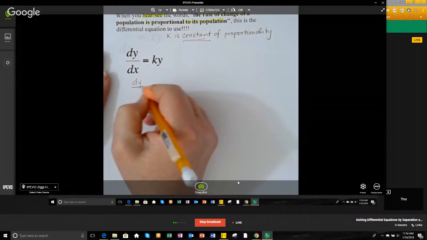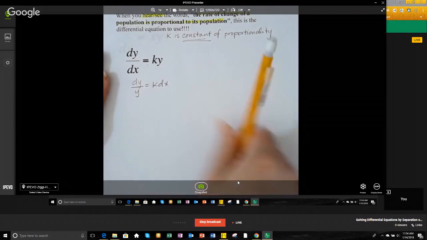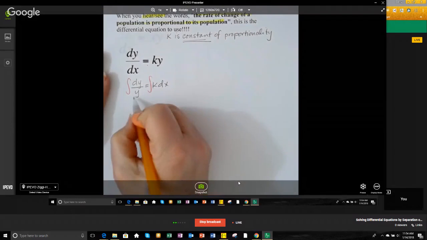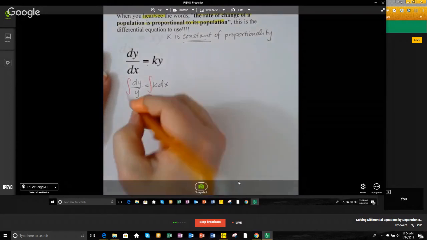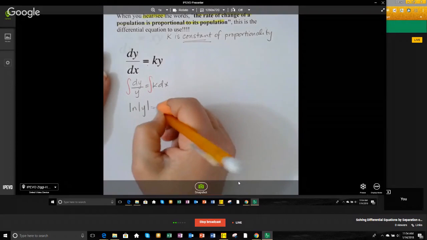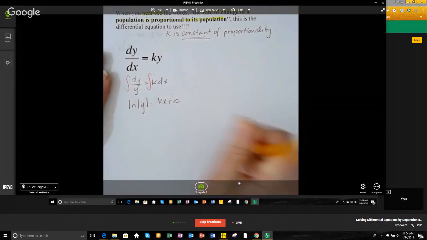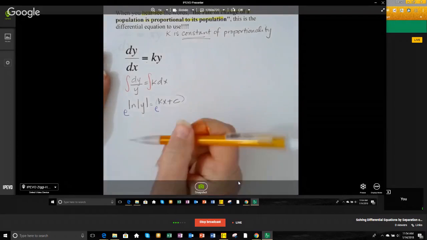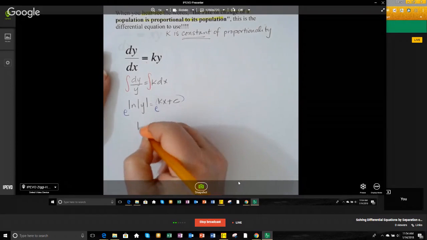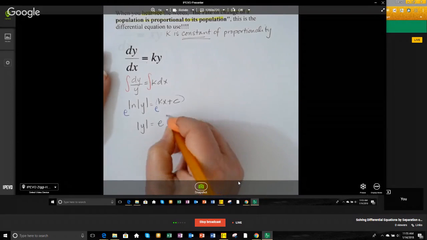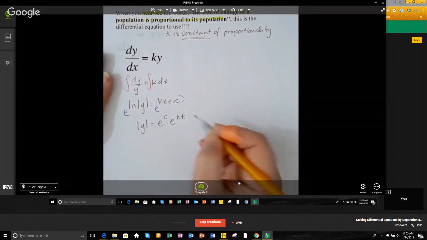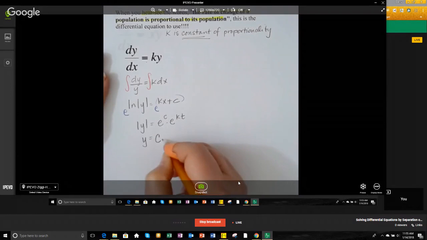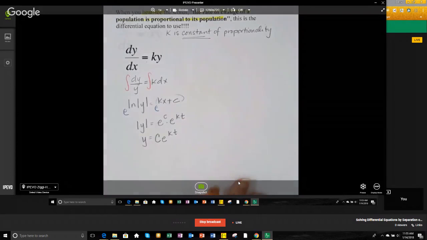So we're going to say dy over y is equal to k dx, pulling out our magic integral marker. If we take the antiderivative of 1 over y dy, it's going to be the natural log of the absolute value of y is equal to kx plus c. And then we're going to exponentiate both sides. When we exponentiate both sides using the properties of logs, this becomes the absolute value of y equals e to the c times e to the kt. And this is nothing but a big constant, so we can drop the absolute value bars and get c e to the kt.